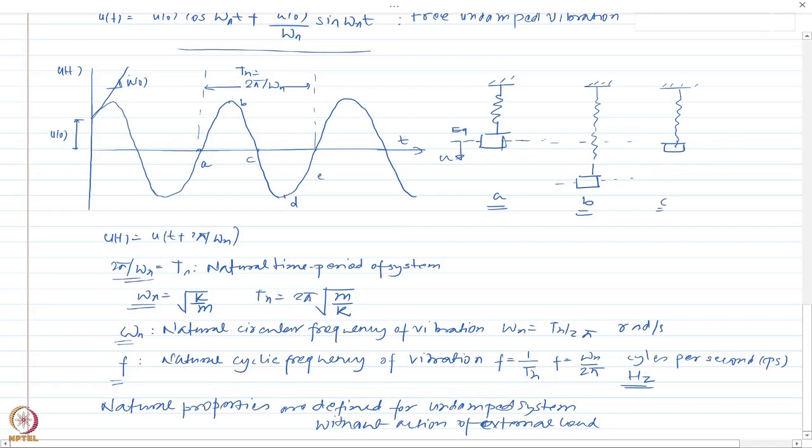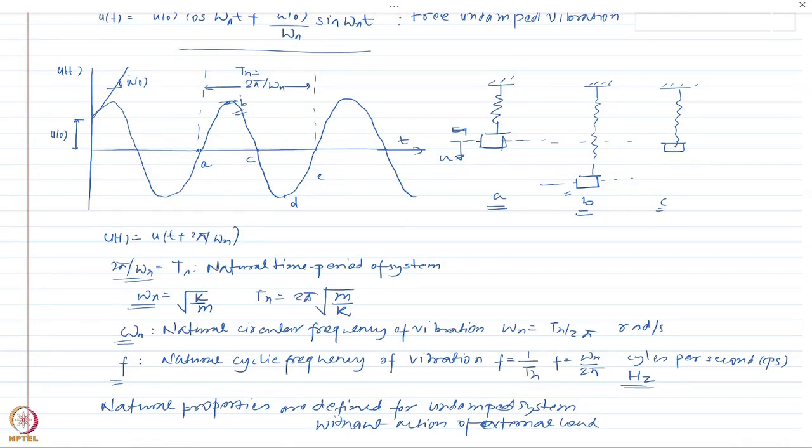When it goes to the maximum value of the displacement right here, u would be maximum but the velocity would be zero. You can see that from this cycle. As it goes from A to B, the displacement is maximum. However, this curve is flat here, which means the slope is zero. The slope is actually the velocity of this spring mass system, so the velocity is zero.